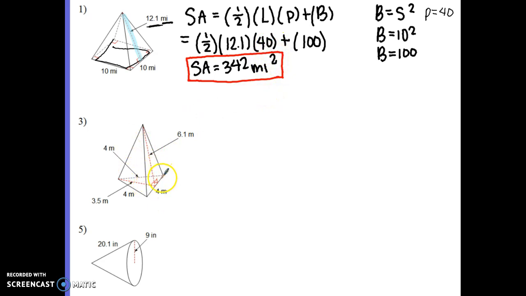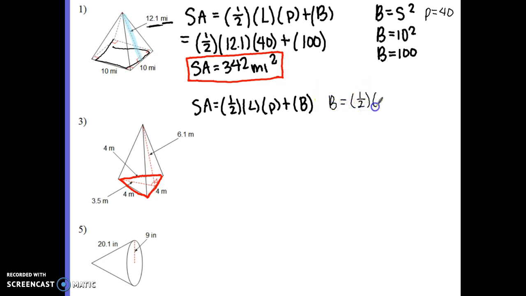For number 3, it's a little bit different because we haven't done any problems that have a triangle base. So let's see how we do those. I'm going to start off with my equation. That equation is going to stay the same. So it's going to be SA equal to 1/2 LP plus the area of our base. But the area of our base, because this is a triangle, is going to be different this time around. So I'm going to say the area of my base is 1/2 base times height.